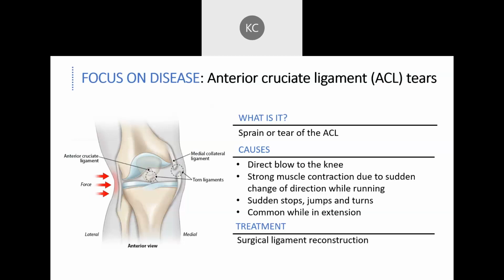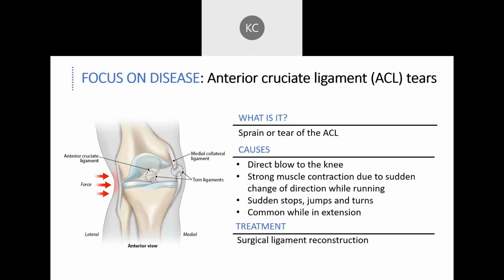And then it's common in extension as well. And as we said, the ACL prevents hyperextension. And so if you're in an extended position, you're more likely to tear than you are if you're in a flexed position, all right? Now, because these are ligaments, they're similar to tendons in the sense that they don't have a blood supply, right? So because they are avascular, this is going to significantly hinder their ability to heal on their own. And so some type of surgical procedure, surgical repair, or reconstruction will be necessary for an ACL tear, right?